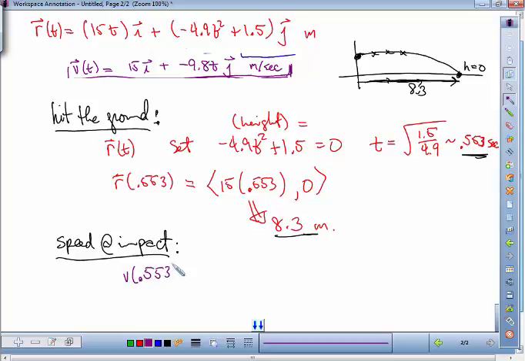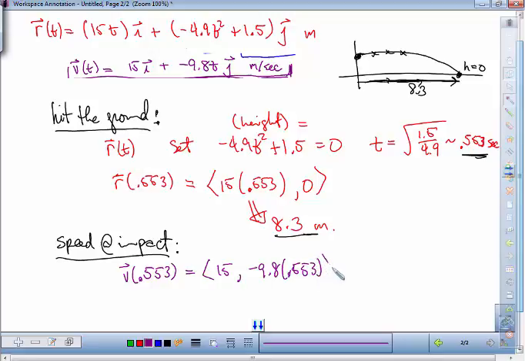So v evaluated at 0.553 is like putting 0.553 in here. So we get 15, comma, negative 9.8 times 0.553. So I get 15, comma, some negative number. I'm going to guess about 5 point something, 5.4.